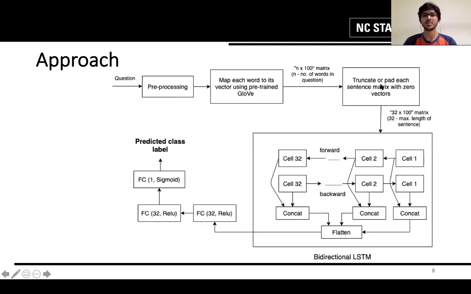Then we truncate or pad each sentence matrix with 0 vectors in order to make it a fixed length of 32. If there are fewer words, we'll pad. If there are more words, we'll truncate it. The matrix is passed to the bi-LSTM cell, where we concatenate the information from each of the 32 time step LSTM cells, pass them through 2 dense layers, and finally the output is a probability, which denotes whether the question is insincere. Now, my friend will take over the model selection section.